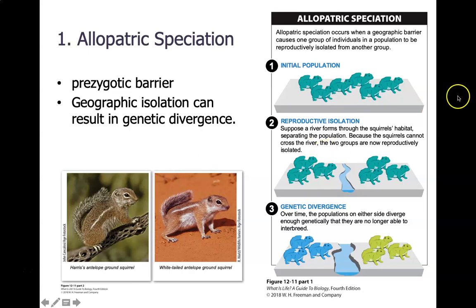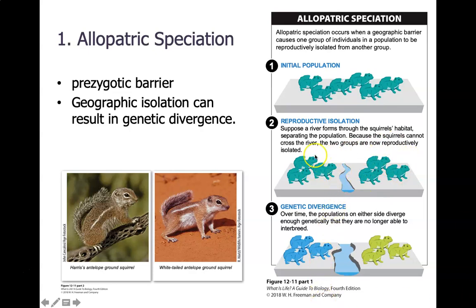So if we have this initial population, a common ancestor of these antelope ground squirrels, these guys live on the north and south rim of the Grand Canyon. So the Grand Canyon is pretty big. If you're a squirrel, you can't jump across it. It's going to take you a long time to walk across it, and you probably can't cross the water in the middle. So here we've got our geographical barrier. This is supposed to be the Grand Canyon. So the Grand Canyon formed, and these squirrels, these antelope squirrels, were isolated on either side. Now they can't interbreed, so now there's no gene flow between these two groups.